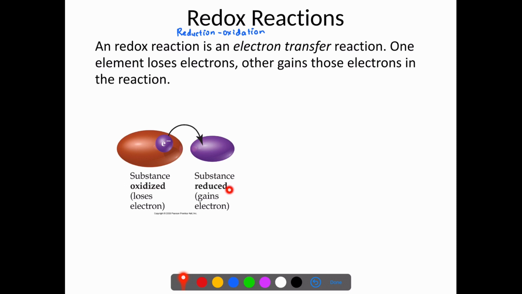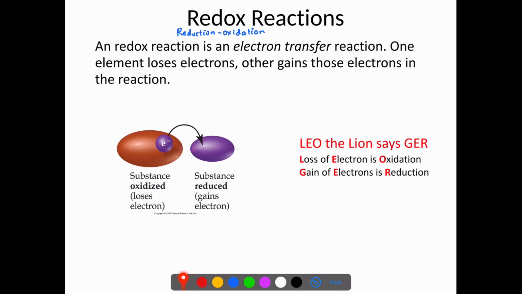And reduction, on the other hand, is gaining of electrons. So this substance that has gained an electron is said to be reduced. Here's a little mnemonic that will help you to remember this. Leo the lion says grr. So loss of electrons is oxidation, and gain of electrons is reduction.